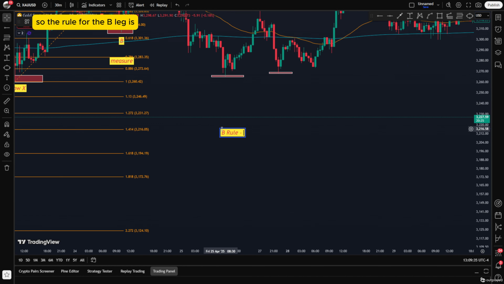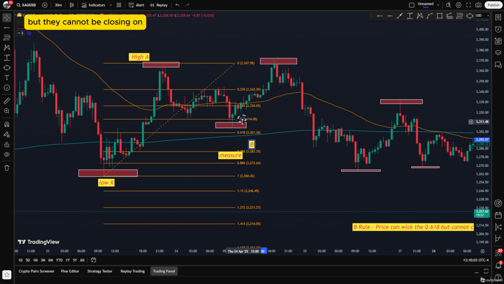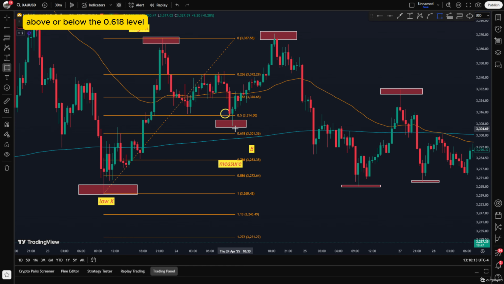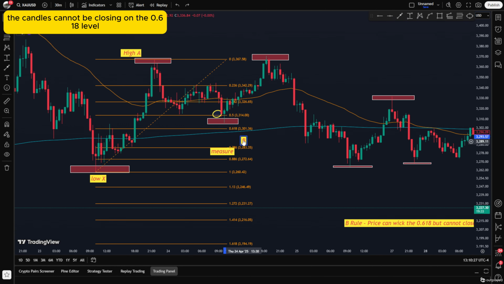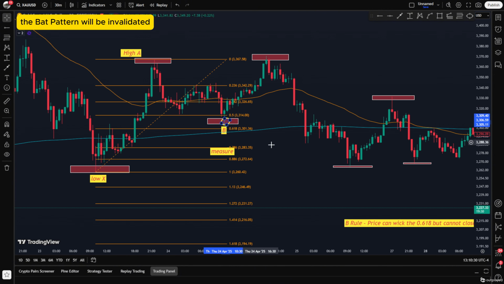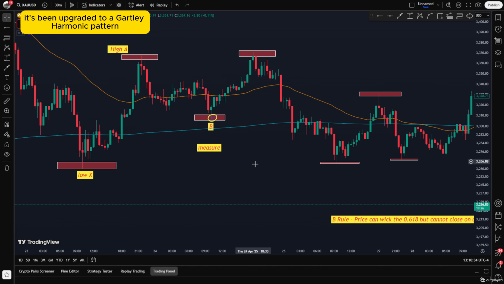So the rule for the B leg is the candlesticks of price can wick the 0.618 Fibonacci level, which would be in the Gartley pattern territory, but they cannot be closing on above or below the 0.618 level. And what I'm talking about are the candles. The candles cannot be closing on the 0.618 level. The bat pattern will be invalidated, and now it's been upgraded to a Gartley harmonic pattern.